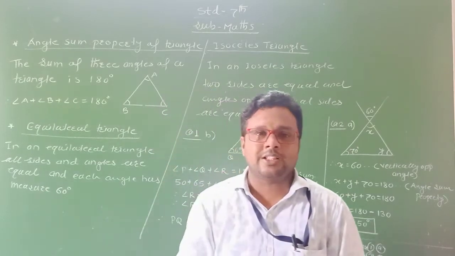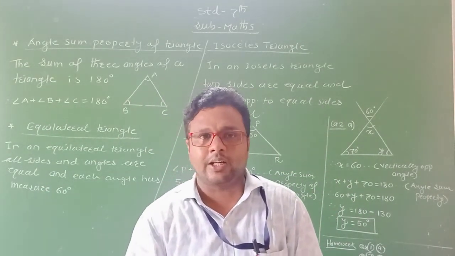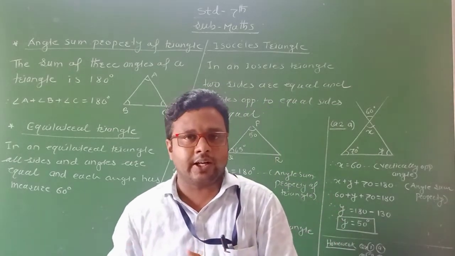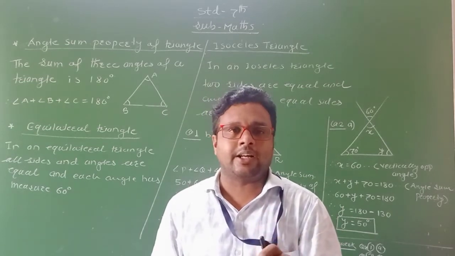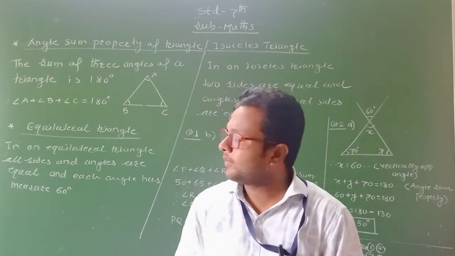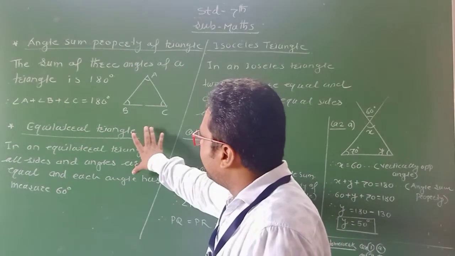If all the angles are equal, then what? All the angles are equal here in the equilateral triangle, and the sum of all the angles in a triangle is equal to what? 180 degrees. Therefore, each angle in an equilateral triangle is 60 degrees. Remember this property. This is the property for the equilateral triangle.